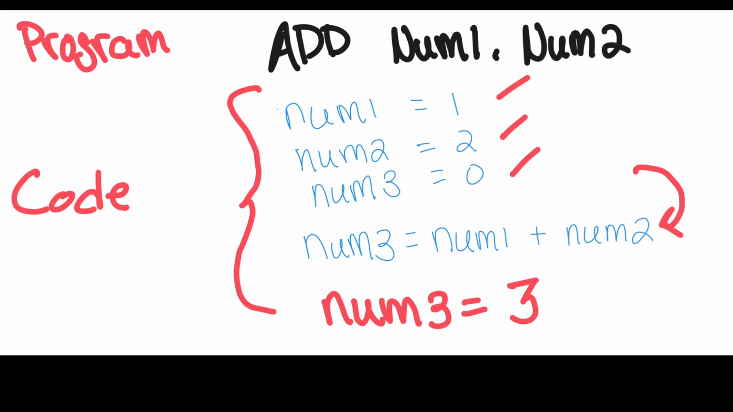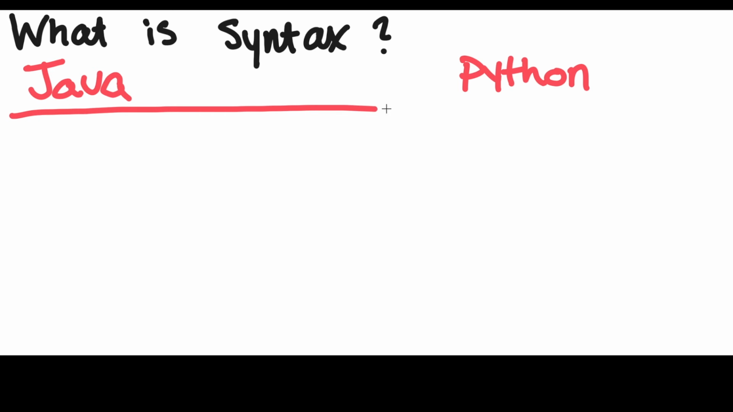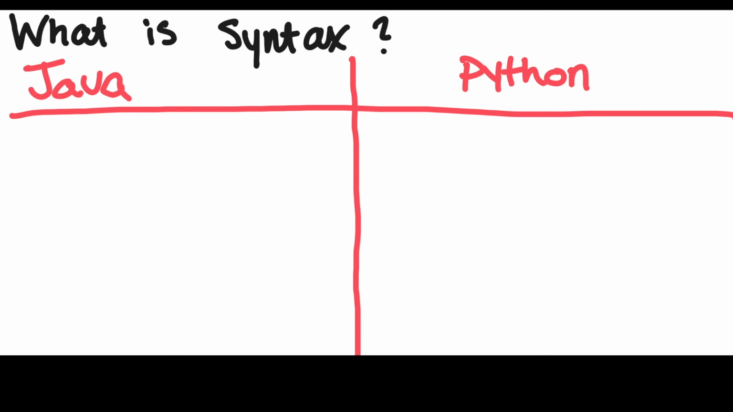Now there's one other topic I want to touch on in this video, and it is what is syntax. So in programming, you have different programming languages. Let's just talk about two of them right now, Java and Python. They're both programming languages, meaning you can use these languages to write your own sequence of instructions to execute a task.